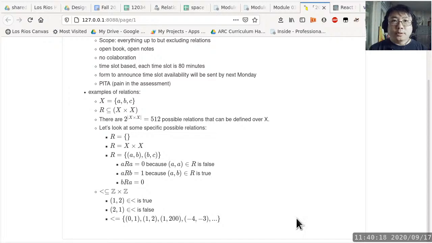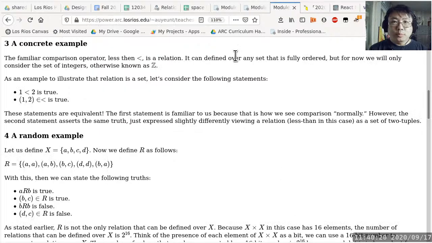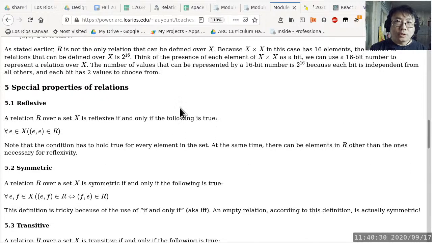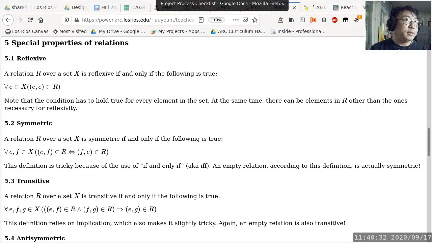All right, so let's go back to the notes and move on to the next one. This one is just a random example, which we'll probably ignore for the time being. Instead, we're going to look into special properties of relations.